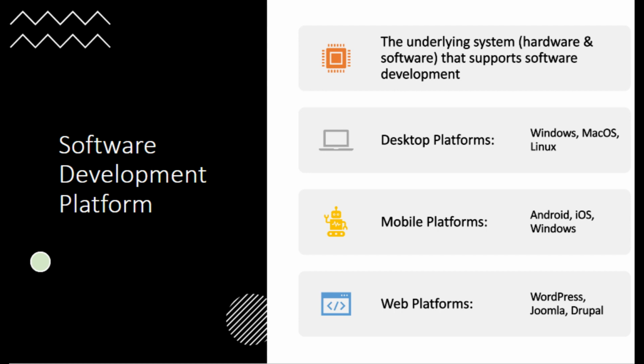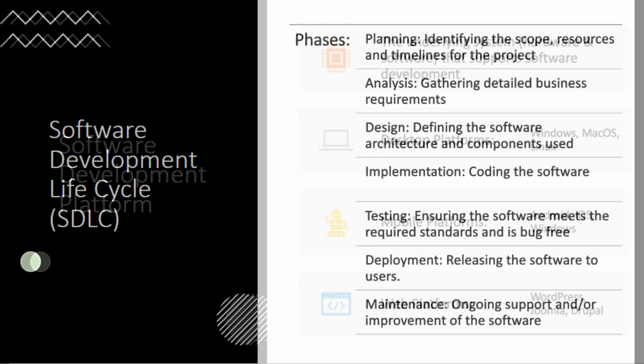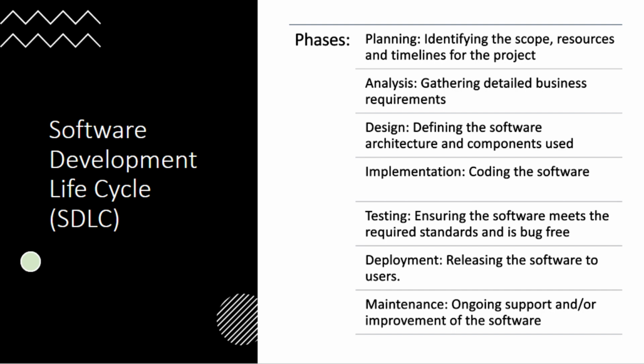Web platforms are used to build web pages and websites, and for that, people commonly use WordPress, Joomla, and Drupal. They each provide tools and libraries needed for developers to create desktop, mobile, or web applications, respectively. Now that we know what software development is and what platforms we use, let us now look at the life cycle of the process, or as we call it, SDLC.